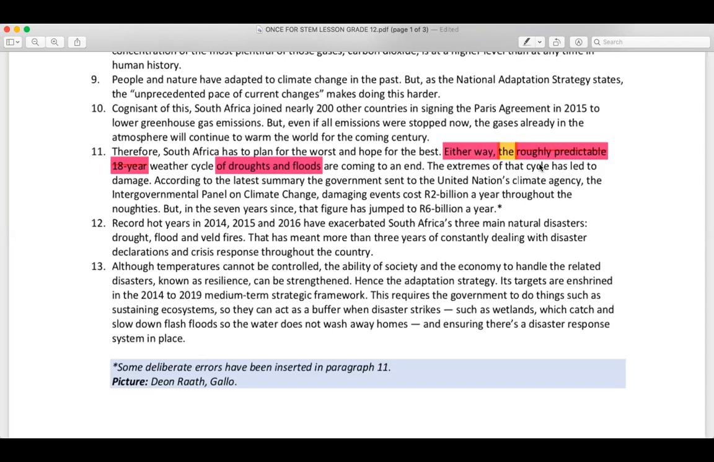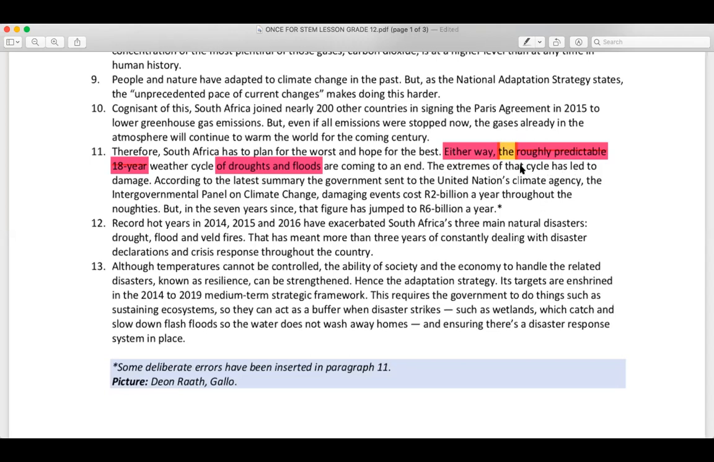Can you see the extremes of that cycle? Yeah, okay, it's fine. The extremes of this pandemic. Do what? You can't say it does what. The extremes does. No. The extremes do. Look at this here. Extremes have. You need to correct that there.